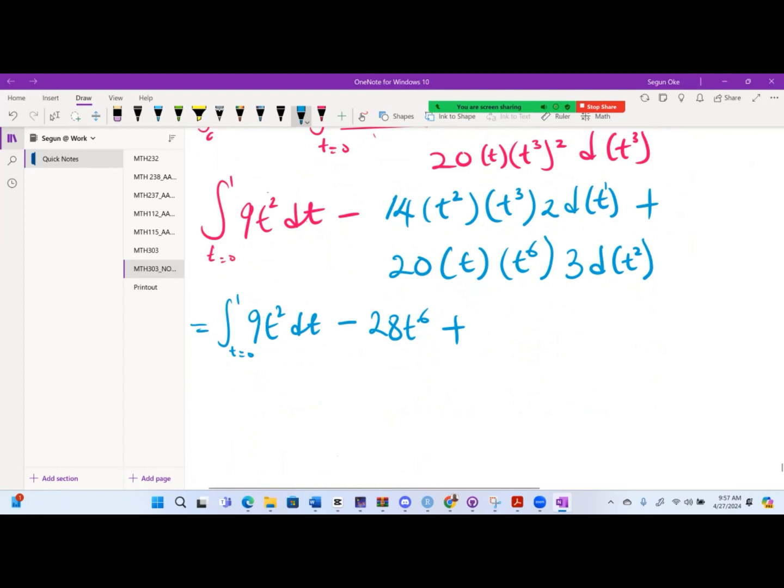Plus, this will be what? 60 t raised to power what? T raised to power 9. Do you agree? Yes, sir. Because you have 6 here, 6 plus 2 will be 8. Plus 1 will be 9. Take note of that anytime you are working on this.